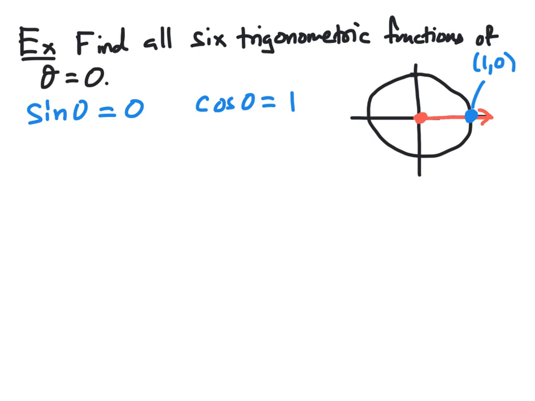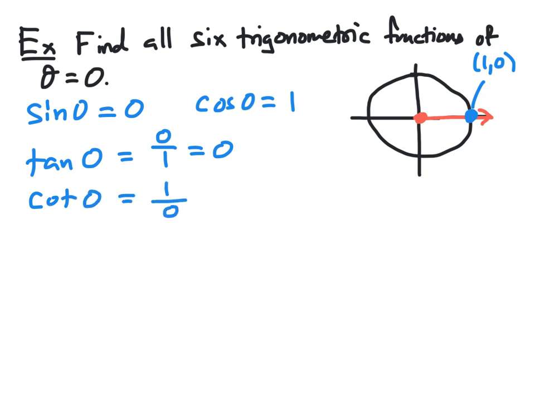The remaining trig functions are now ratios of these values. The tangent of 0 will be the sine of 0 divided by the cosine of 0, which is 0 divided by 1, better known as 0. The cotangent of 0 will be the cosine of 0, which is 1, divided by the sine of 0, which is 0. But this is a problem because we cannot divide by 0. So this is an undefined value. So the cotangent function for the angle 0 radians or 0 degrees is undefined.